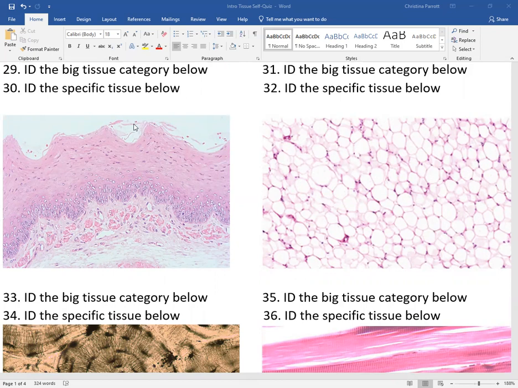Number 31 and 32 is the picture on the right. It looks like cottage cheese or little white balls all over the place. That clues you in that this is adipose tissue. So number 31, the big tissue category is connective. Number 32, the specific tissue is adipose.